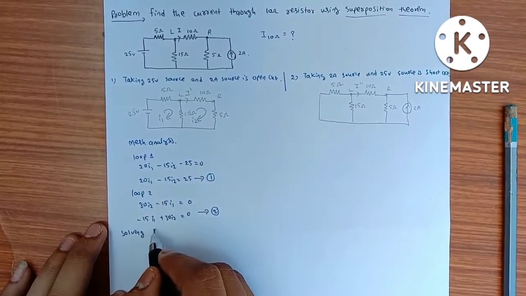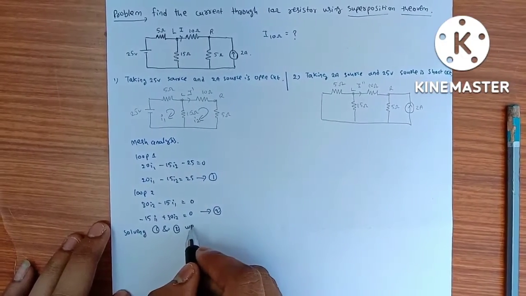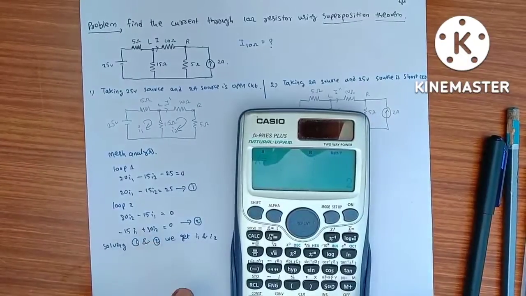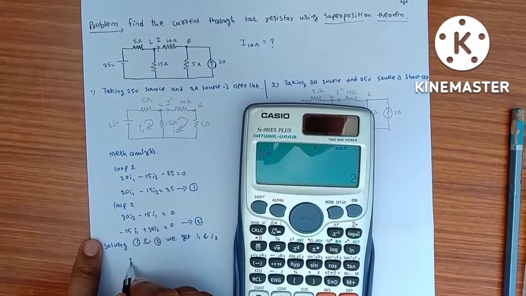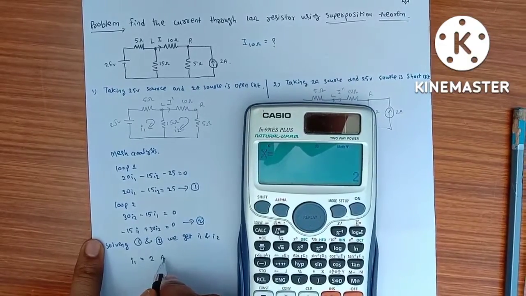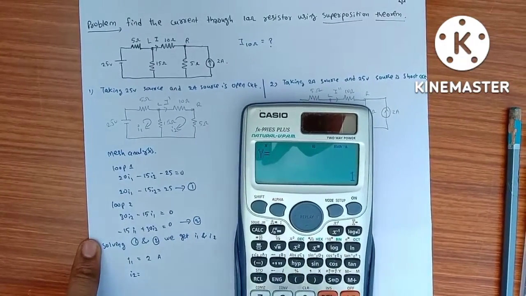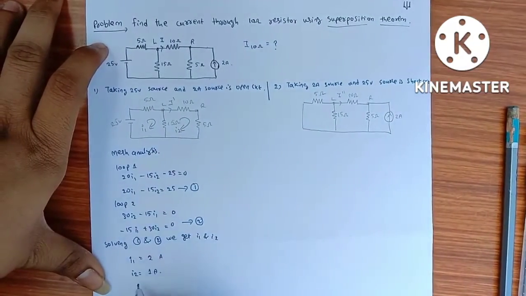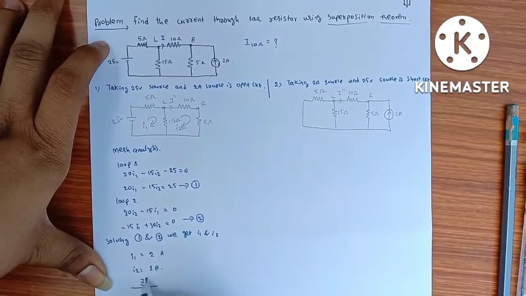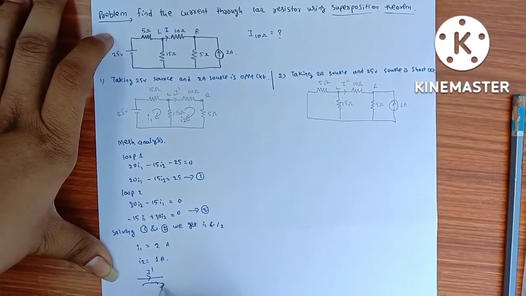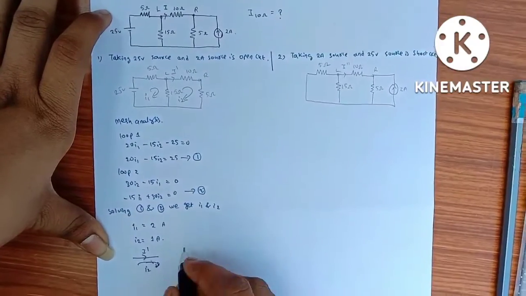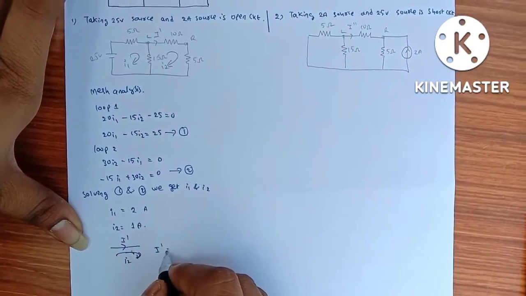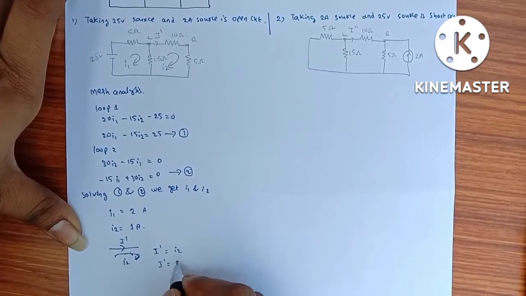Solving 1 and 2, we get I1 and I2. We get I1 as 2 amps and I2 equals 1 amp. Now here I dash is equal to I2. So if we apply branch current, I dash is equal to I2, I dash equals 1 amp.